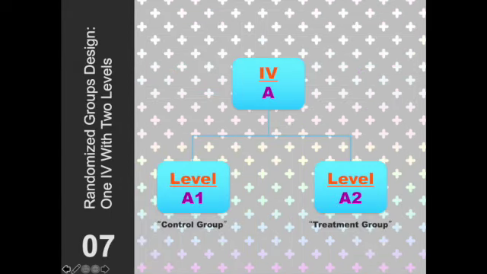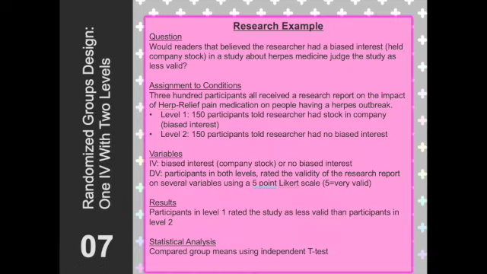So as I said, one independent variable with two levels constitutes the simplest completely randomized independent groups design. And this generally is broken down into a control group and a treatment group. With this type of design, we can answer one research question, which is going to center around, did the manipulation of the independent variable affect the dependent variable? So let's look at an example of this research design.